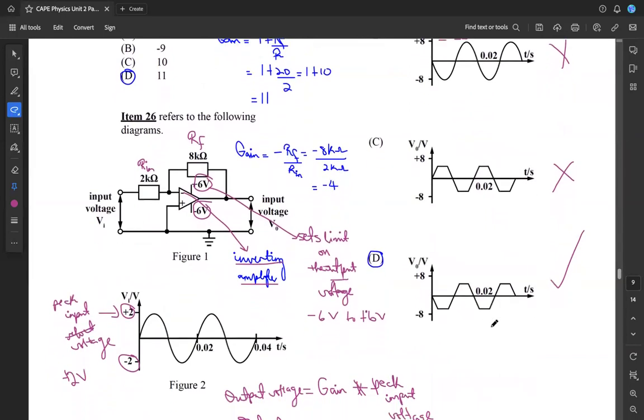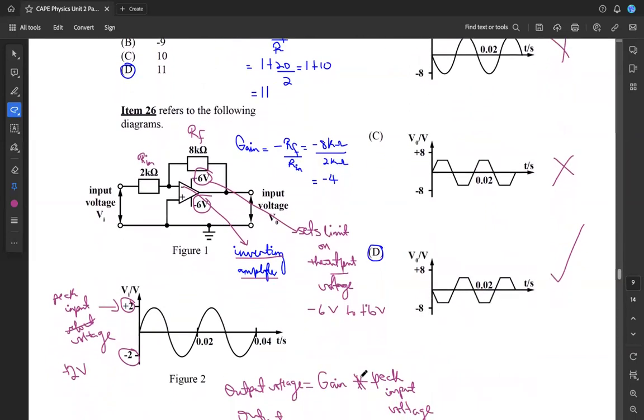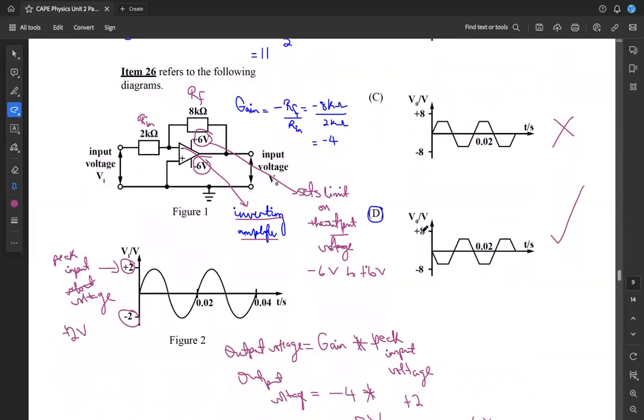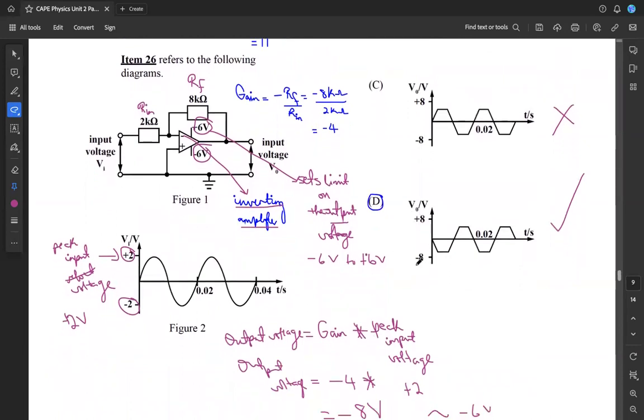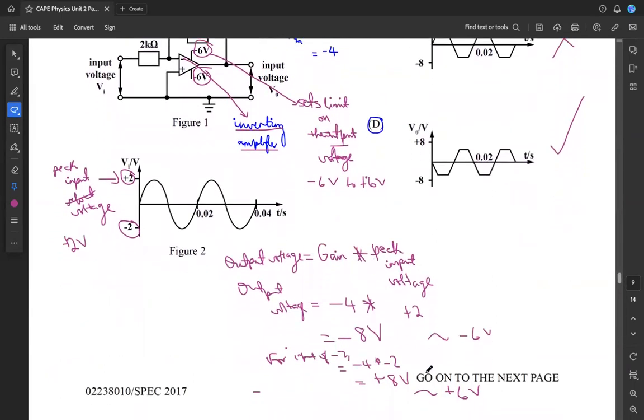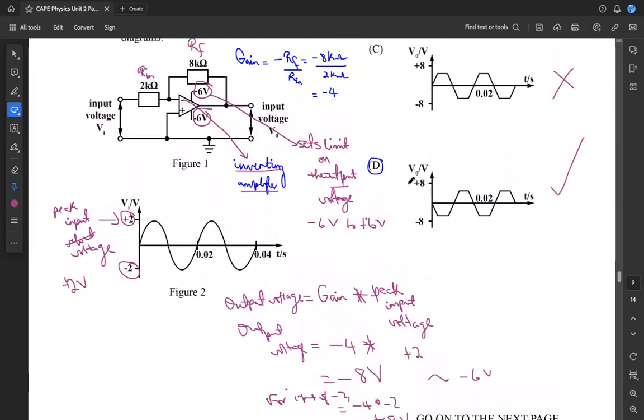But let's look at the features of D and see if it aligns with what we calculated and what we know, right? So if we look at D, we see that, yeah, they're showing that +8, -8 is what you would have calculated, which is what we had calculated, right? We got +8, we got -8. So they're showing that, so that's good. We capture that part. We capture the inversion because it's an inverted amplifier, so we have to invert this graph, and it captures that instead of having up, down, you have down, up.